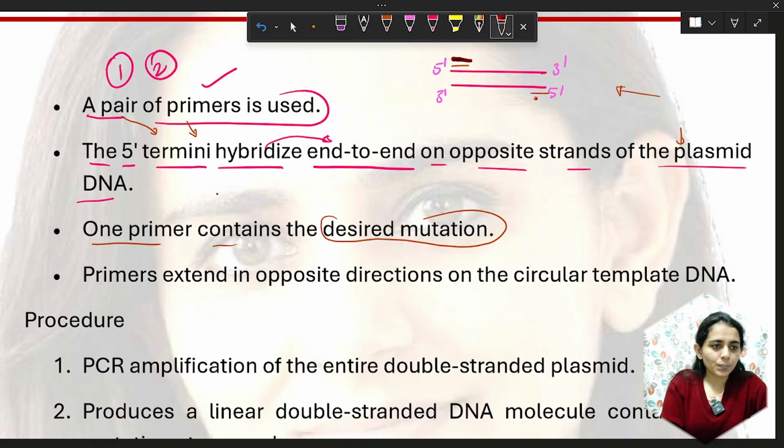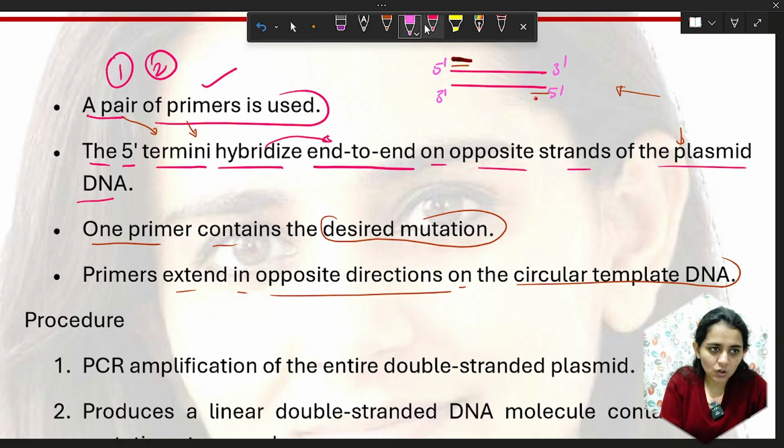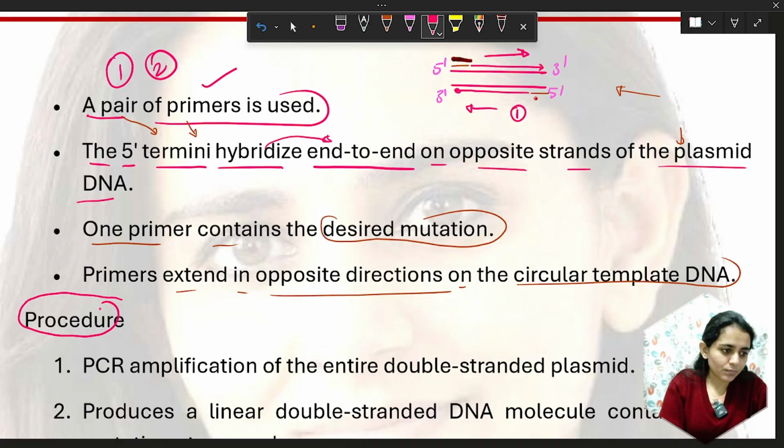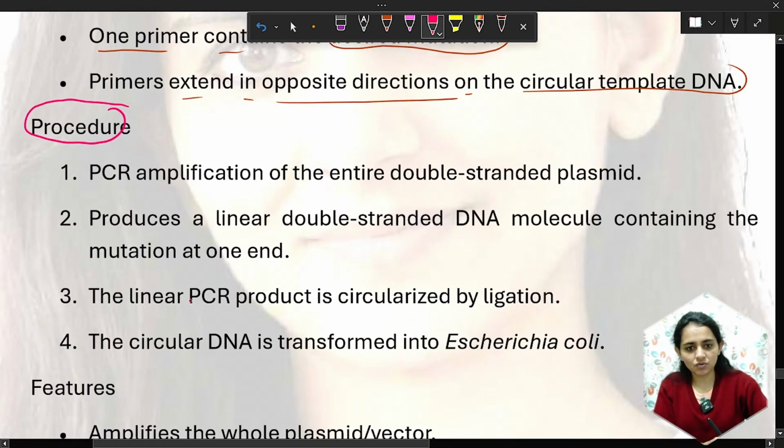Primers are extended in opposite directions on the circular template DNA strand. That one was circular, so now it will extend in opposite directions, meaning opposite to each other. The direction of this one is this and the direction of this one is this. So they are extending in opposite directions. Now in the detailed procedure we will understand better what is happening here.